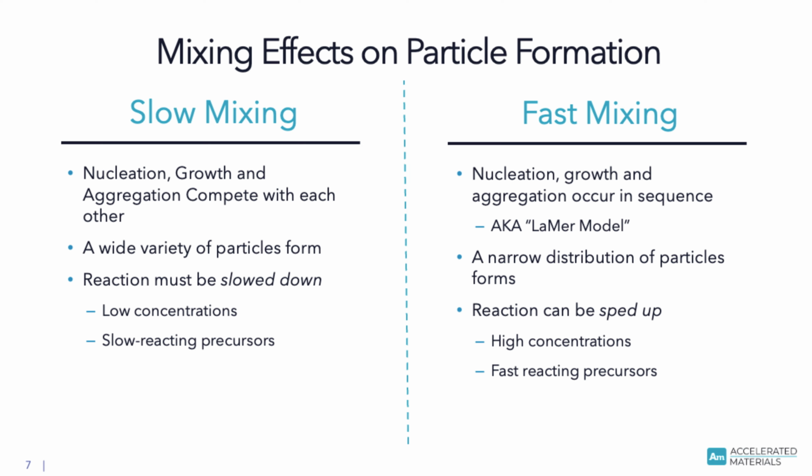Now, if you have fast mixing, this is really critical because you can actually segregate the processes of nucleation, aggregation, and growth. And that's a mechanism called the LaMer growth model. And essentially, if you have fast mixing, you can form a narrow distribution of particles. And actually, your reaction can be sped up. You can start to intensify your process by using high concentrations and fast reacting precursors.